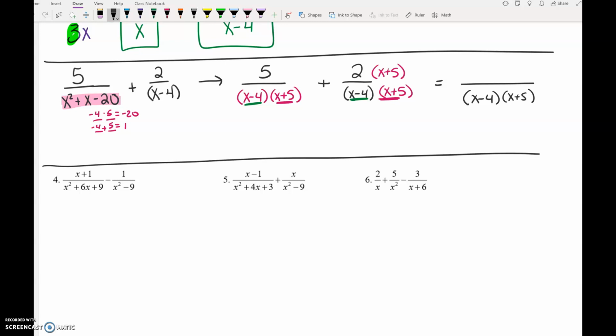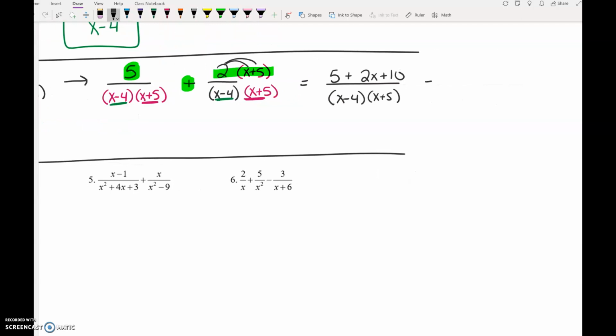So once you get the common denominator, don't do anything with it. It's going to stay x minus 4 and x plus 5. On the top, we can now add these things together. So we have 5 plus, we can distribute here, 2x plus 10. Then simplify. Our final answer is going to be 2x plus 15. Do you see where the 15 came from? The 5 and the 10 can be combined over our common denominator, x minus 4, x plus 5.